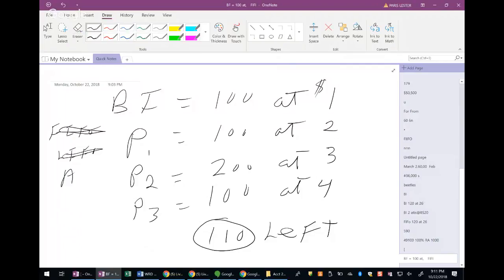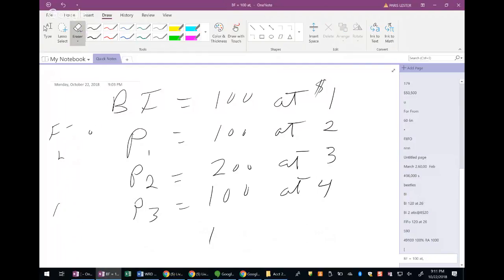Alexander, what do I have there? For LIFO, you have 100 for $1, 10 at $2, leaving you with a total of $120. That would be $120 under LIFO. That's a big spread.